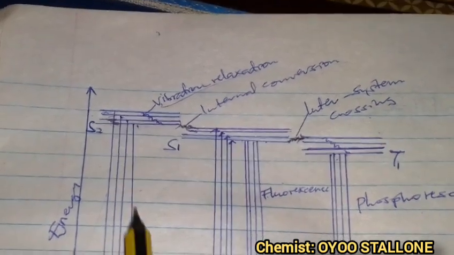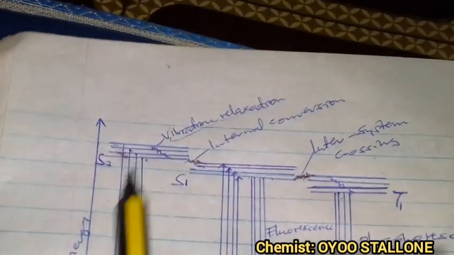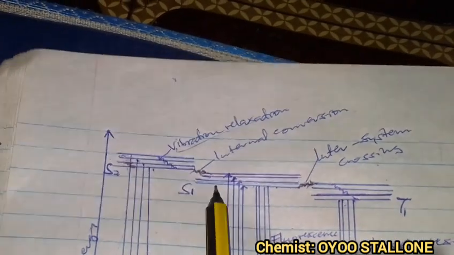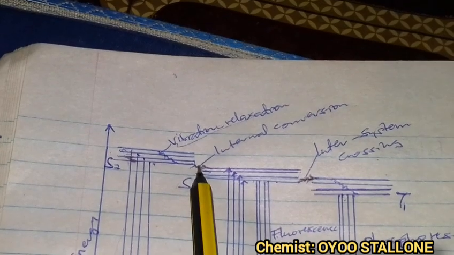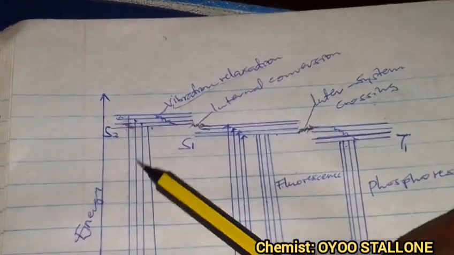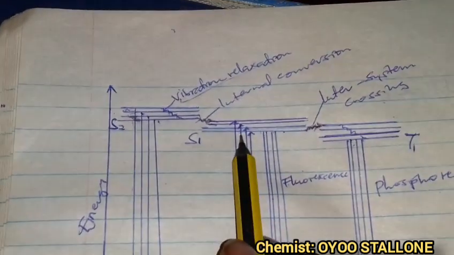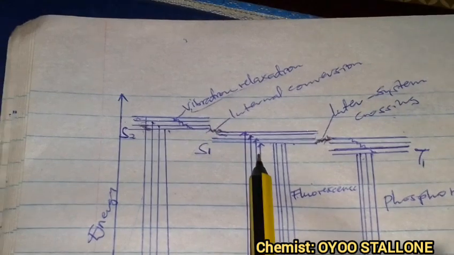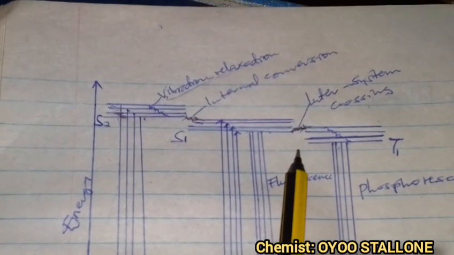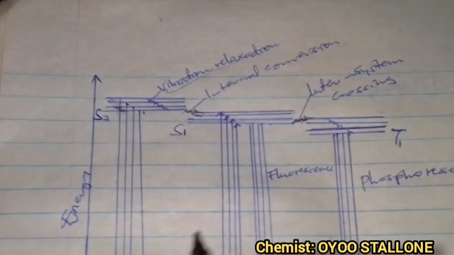An electron can move from S2 to S1, a process known as internal conversion, which is between states of the same multiplicity. This movement from S2 to S1 is called internal conversion, and it happens after absorption takes place in the singlet state. Also, an electron can move from S1 to T1, that is, from the singlet state to the triplet state, a process known as intersystem crossing, which is between different states.